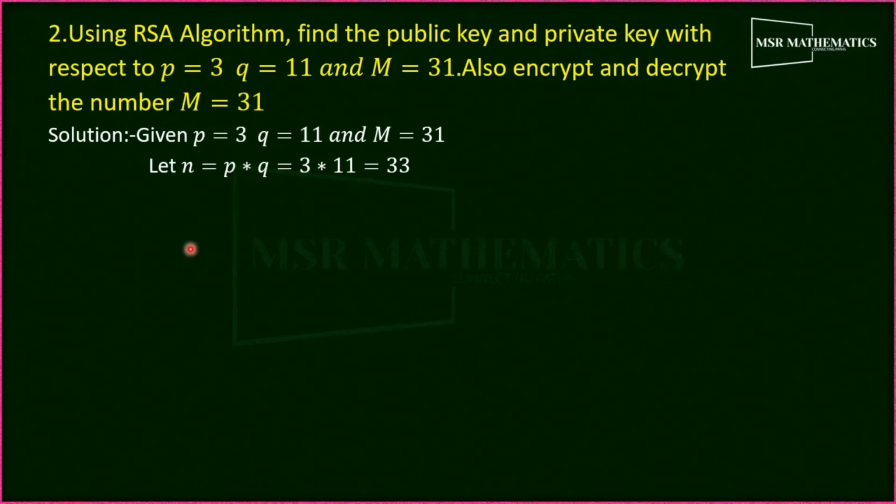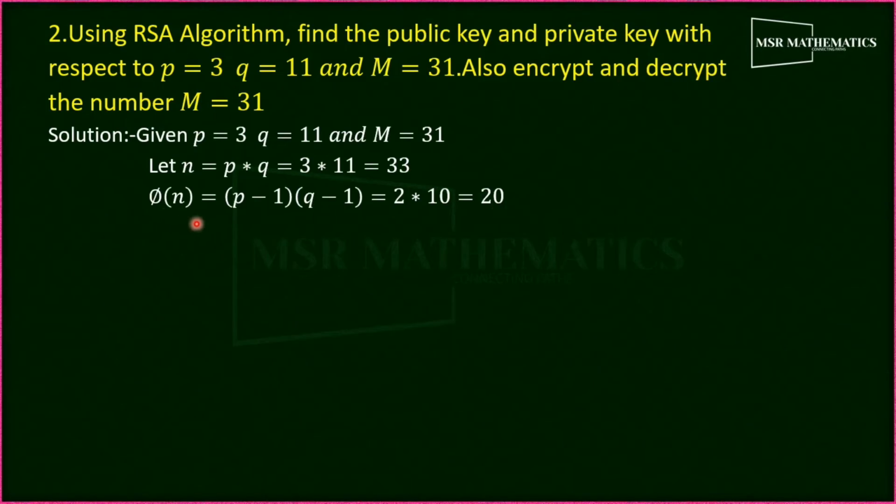N is 33. Next, with the help of N, we have to find phi of N. Here phi of N is given by the formula (P minus 1) into (Q minus 1). Here P minus 1 is 3 minus 1 is 2. Q minus 1 is 11 minus 1 is 10. If we multiply these two values, we get phi of N as 20.